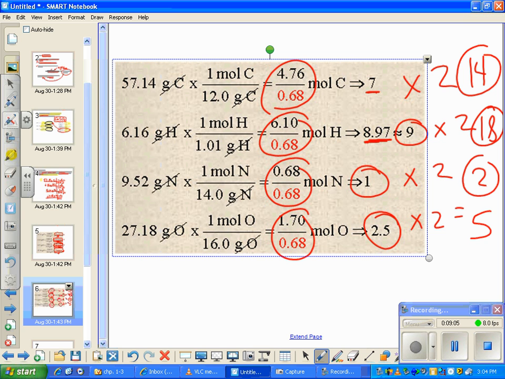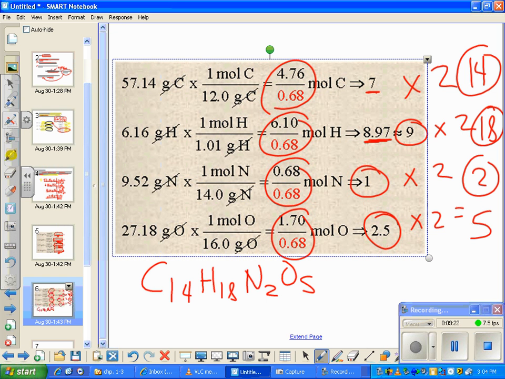So that means my empirical formula is going to be C14H18N2O5. That is my empirical formula. That's part 1 of the problem. I solved for the empirical formula.